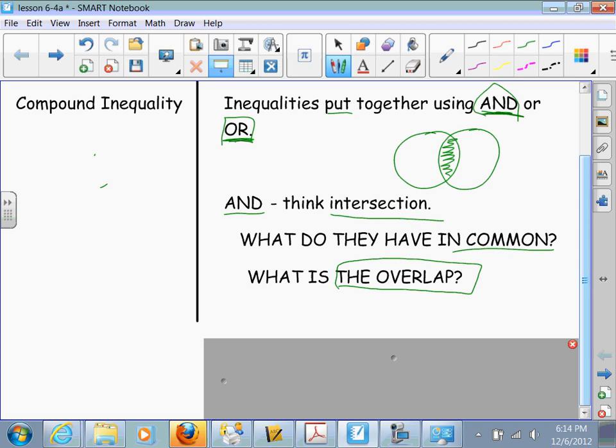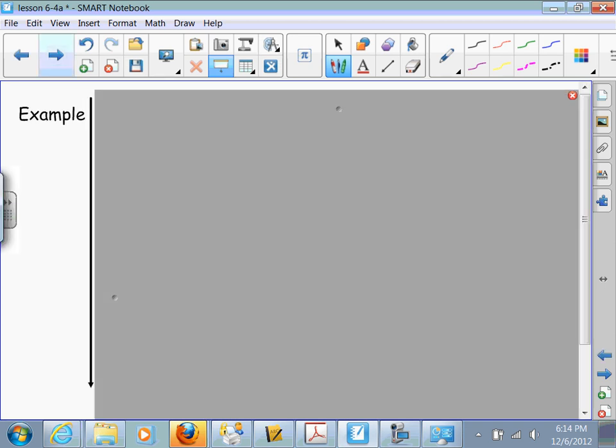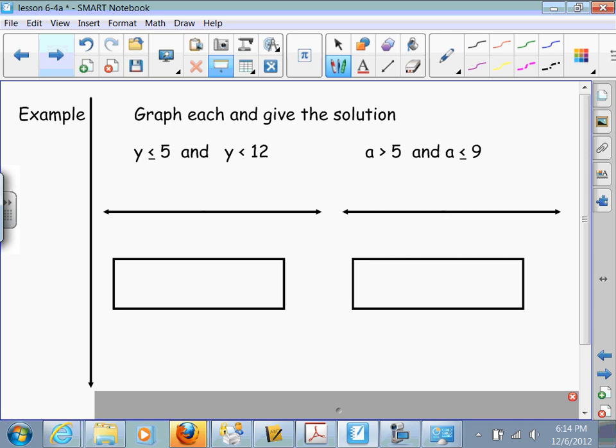So I'm going to just jump right into an example. Here is an example of a compound inequality. The directions say to graph each and give the solution. It says y is less than or equal to 5 and y is less than 12. So here's what you do. Locate the smallest number, 5, and graph it on your number line. There's my 5. Now graph this inequality, y is less than or equal to 5.